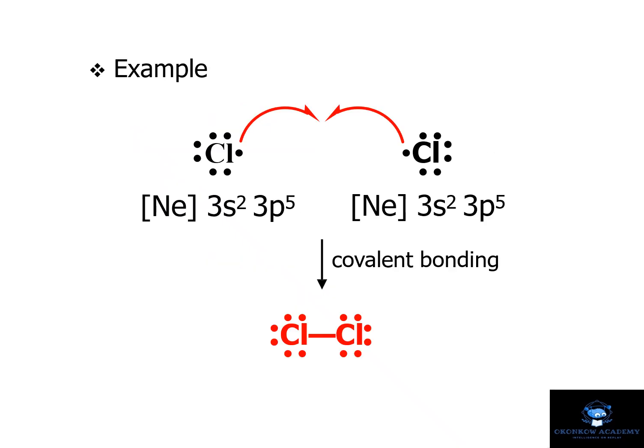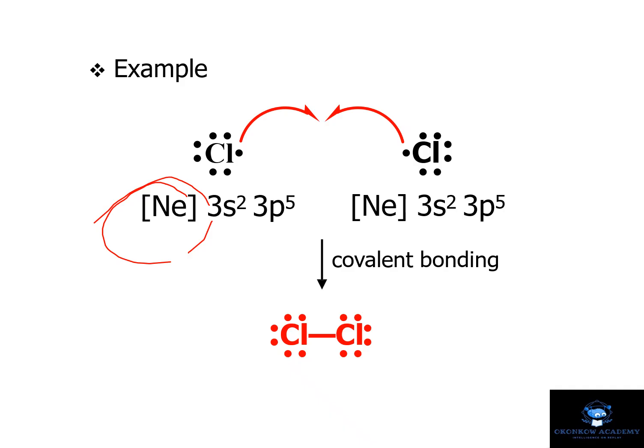Here is covalent bonding illustrated with two chlorine atoms. Each chlorine has the configuration of neon plus 3s2 3p5, meaning seven valence electrons. Neither atom wants to give up an electron entirely because they have similar electronegativity. So instead, they share one electron each, forming a single covalent bond.